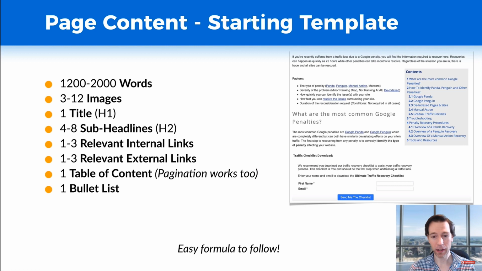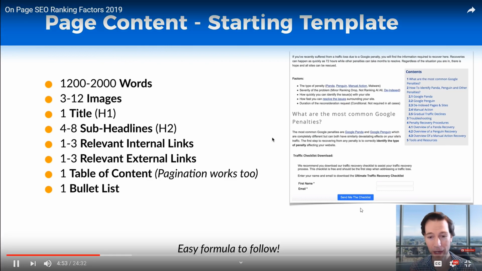So a bullet list is kind of like, here you can see on the right, factors like this. That's a bullet list, just kind of like a list. Those really seem to help and rank on Google. Okay, so again, 1,200 words, 3 images, so 12 images, 1 title.